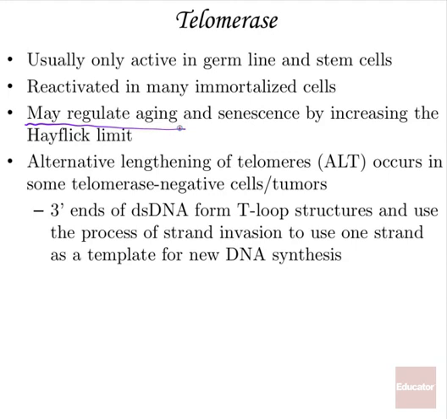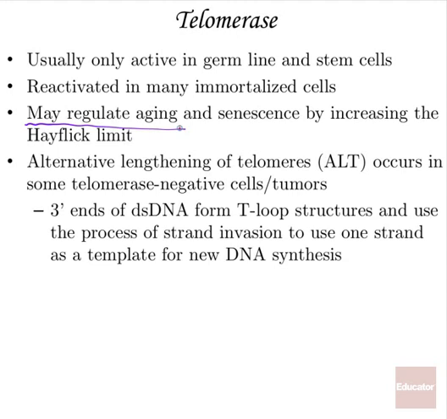And it does that by increasing what's called the Hayflick limit. And the Hayflick limit is the measure of the number of times a normal human cell population will divide before cell division stops and it undergoes senescence. And this is usually regulated by getting to that critical limit of the telomere. So if you increase the activity of telomerase in cells, you can lengthen the telomeres and decrease the critical shortening limit, therefore increasing the Hayflick limit.